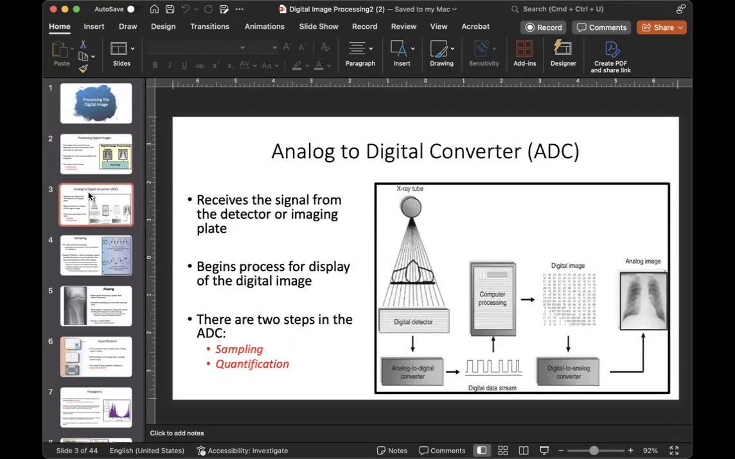But first, we have to note that no matter what, an analog to digital converter is needed. We're trying to convert our X-rays into a digital signal. And so that's what the analog to digital converter does for us. It will establish that, and then we'll get a digital signal that will be displayed for us. And so when we look at things, there are two steps in analog to digital conversion: sampling and quantification.